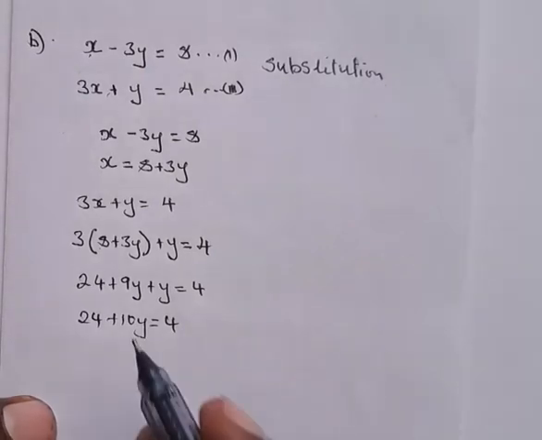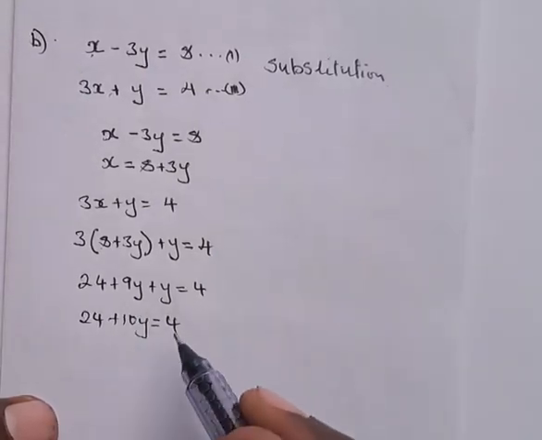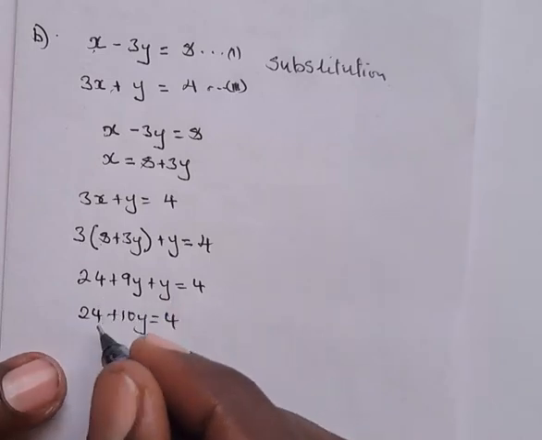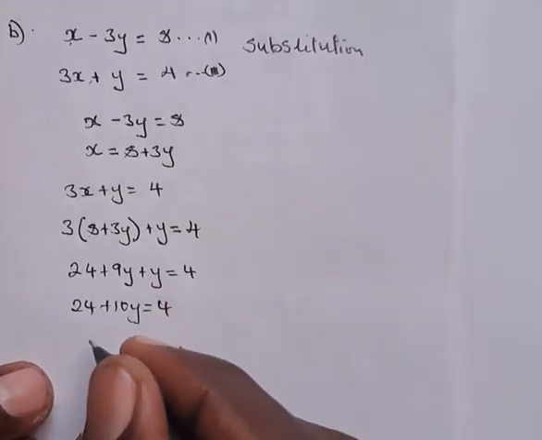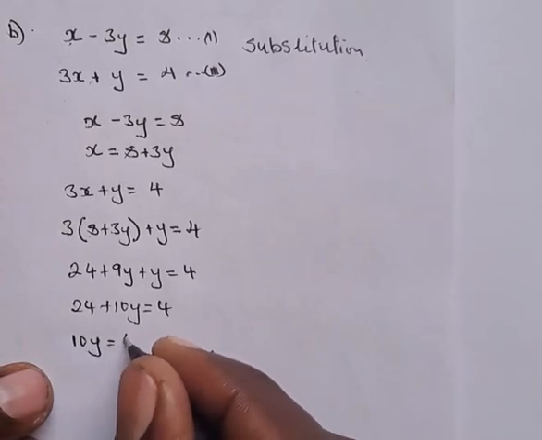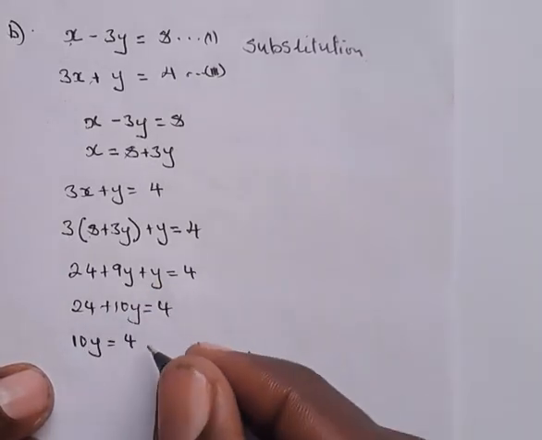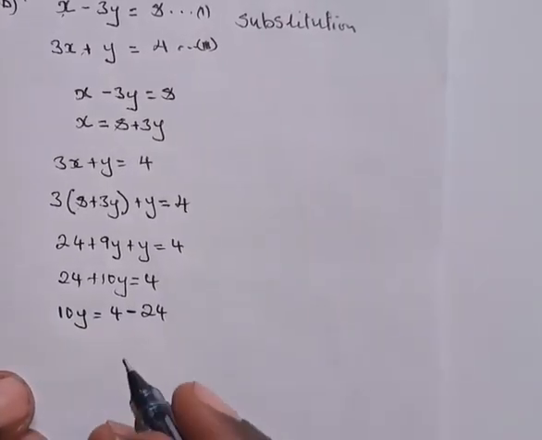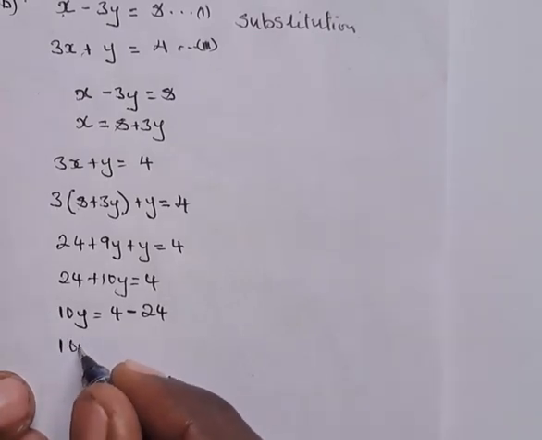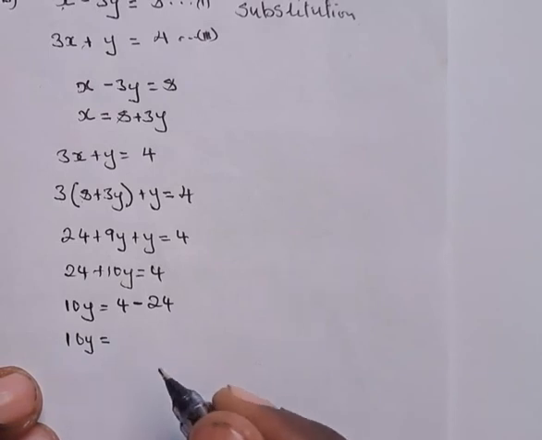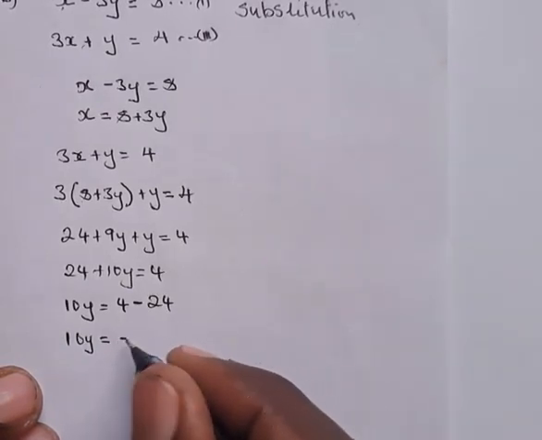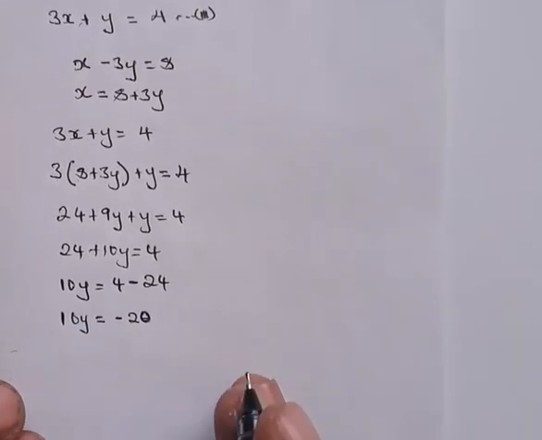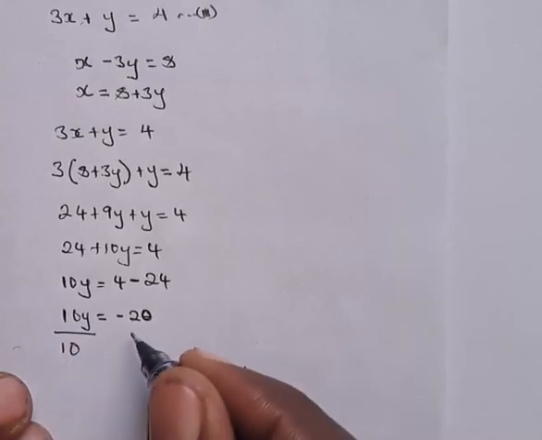Then from here, we can decide whether to take 10 the other side, or maybe we take this one the other side, right? So I just take 24 the other side. So that here we're going to have 10y is equal to 4. When 24 goes the other side, it becomes -24. Excuse me. So we have 10y is equal to 4 minus 24, that is -20. Then divide both sides by 10.